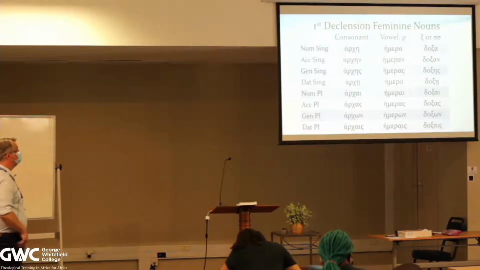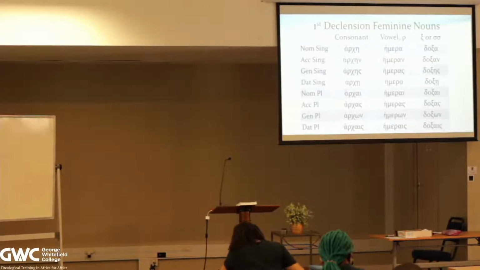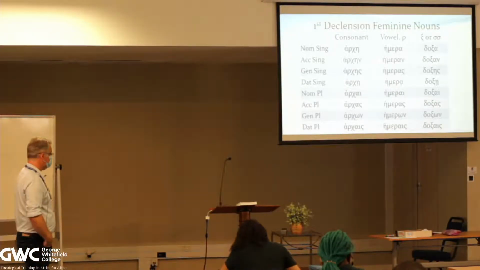Doxa, doxan, doxes, doxe. That's all we've done. So arche, all eta. Hemera, all alpha, and then doxa, alpha, alpha, eta, eta. Plurals, all the same across all of them.